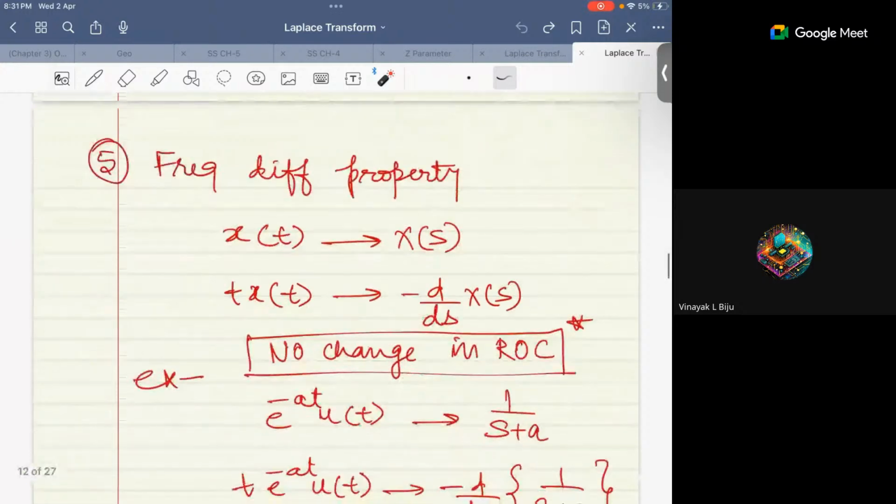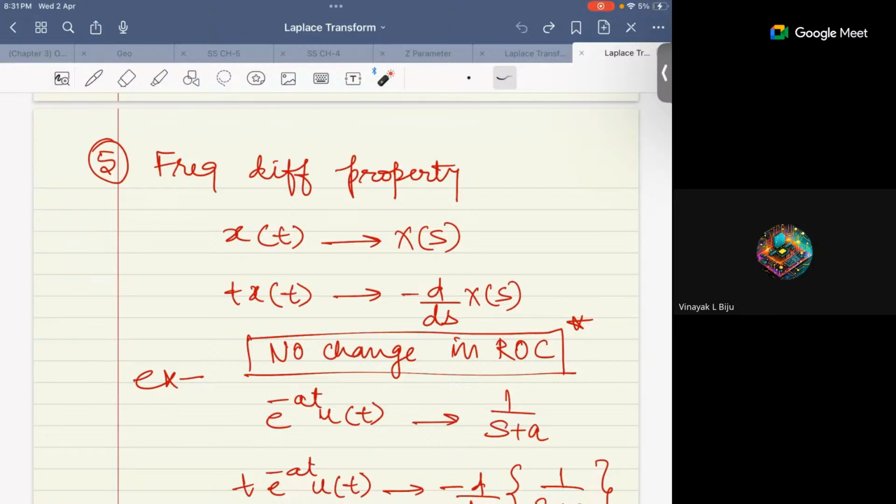Yeah. So now the next property is the frequency differentiation property, and this also we have dealt with so many times. If you have a signal xt, for that you have a Laplace transform. If you have to get the Laplace transform of t times xt, what will happen? You have to differentiate that function with respect to s and then put the negative sign. Here also you are not doing anything on s, that means there won't be any change in the ROC. Okay, it's pretty simple.